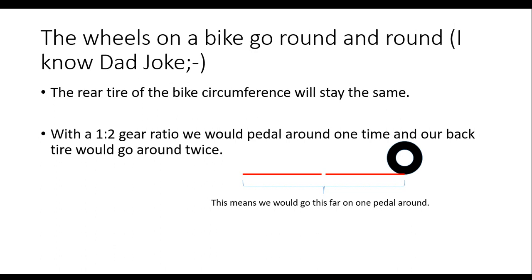Do our legs get stronger when we pedal and weaker? No. What we do is we use gear ratios to change the way the bicycle is going to work. So with a 1-to-2 gear ratio, we would pedal around 1 time and our back tire would go around twice. So if we look at the diagram, we have a wheel and we have the circumference of the wheel, which we lay flat, we stretch out, and we can see in those red lines it happens 2 times. So what that means is on 1 pedal around, we would go that distance.